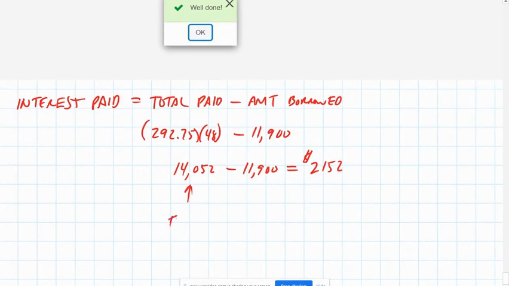Okay, so this is our total paid minus the amount borrowed equals interest paid.